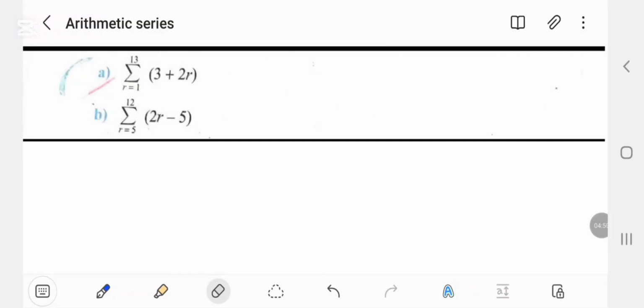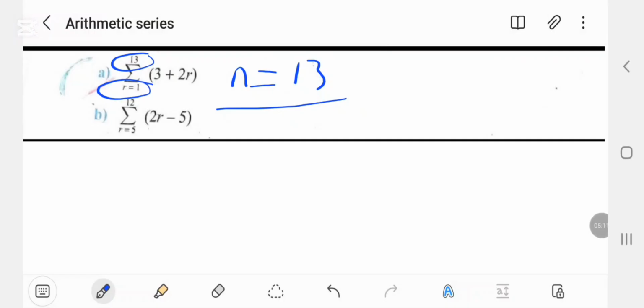So we first need to find the first 3 terms at least, so that we get the first term, the difference, and maybe the last term. So how many terms do we have? The number of terms is 13. Now the number of terms is 13 up there only when r down there is 1. N is 13. What about a?